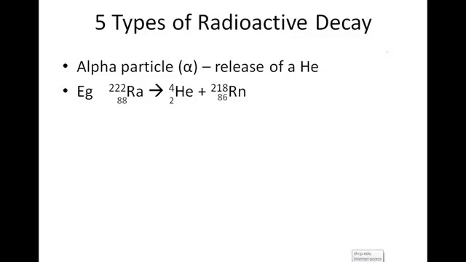We have Ra-222, and it decays by releasing an alpha particle. So here's my alpha particle right here. And it turns into Rn-218. Notice how 218 plus 4 gives me 222, and 2 plus 86 gives me 88. Notice how we're using the law of conservation of mass.